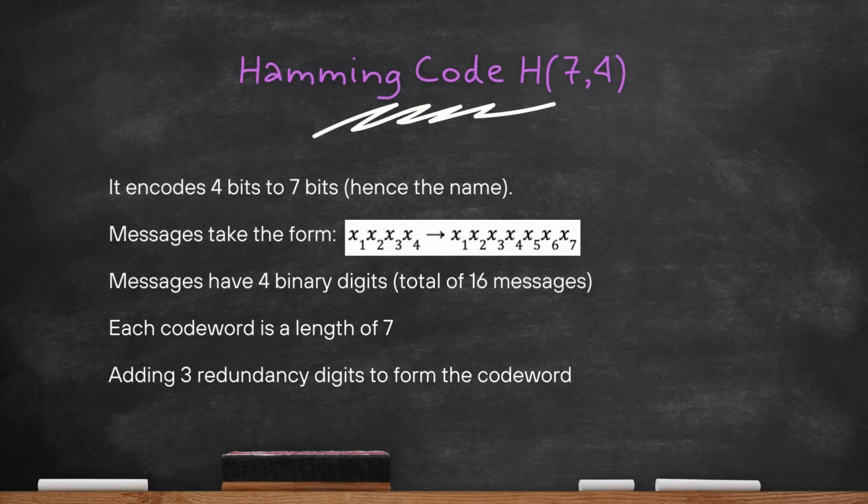So the Hamming code encodes 4 bits to 7 bits, hence the name H74. So the messages take the form x sub 1, x sub 2, x sub 3, x sub 4 to x sub 1, x sub 2, x sub 3, x sub 4, x sub 5, x sub 6, and x sub 7. And messages have 4 binary digits, which is a total of 16 messages. Each code word is a length of 7, wherein you add 3 redundancy digits to form the code word.